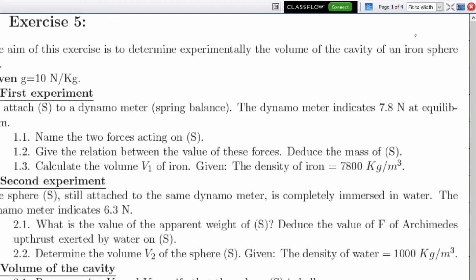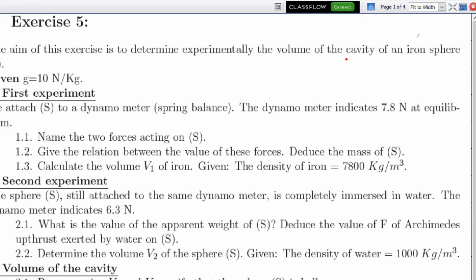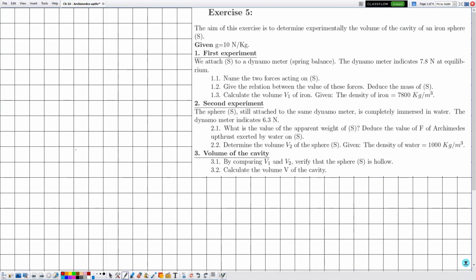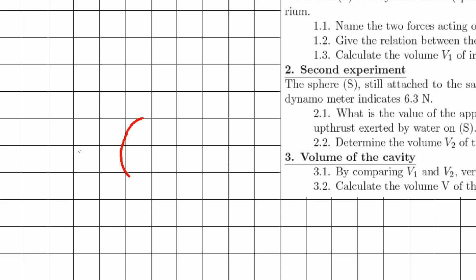Okay, before I start solving this exercise, let me explain what is meant by cavity. Cavity of an iron sphere S. So let's suppose that this is the sphere S that has the shape of a sphere, and this sphere is made up of iron. Then the aim of this exercise is to determine whether this sphere S has a cavity or no. So if this solid S has no cavity, then it will be completely made up of iron. So it is completely an iron sphere.